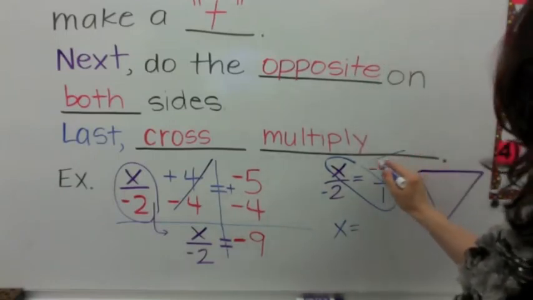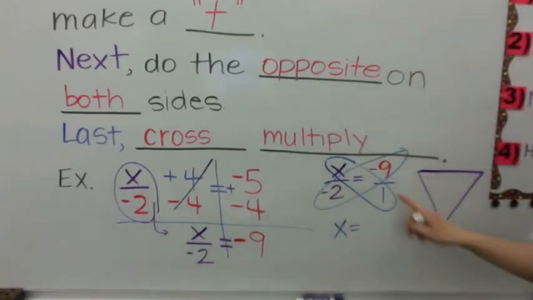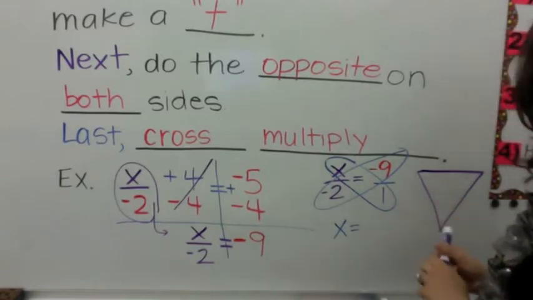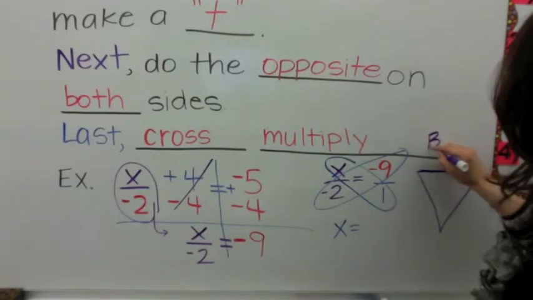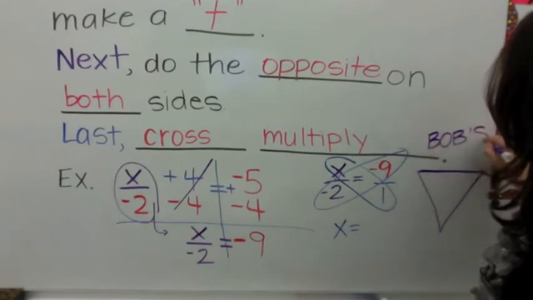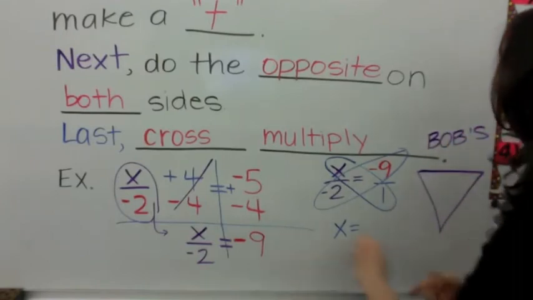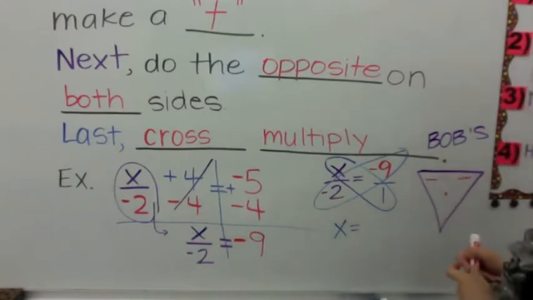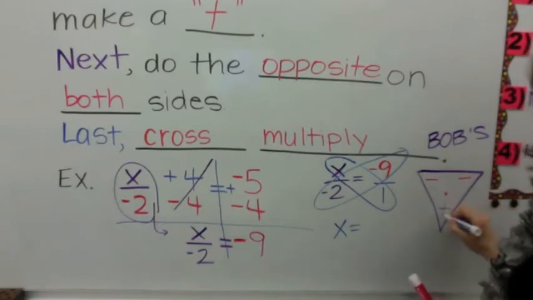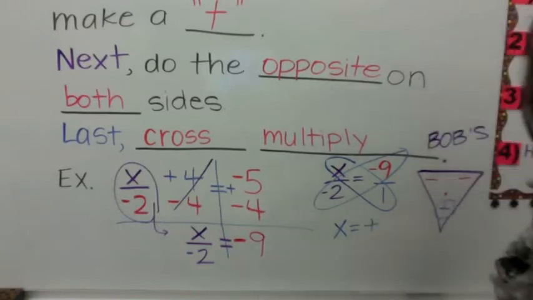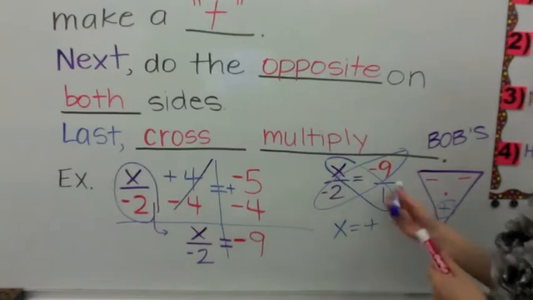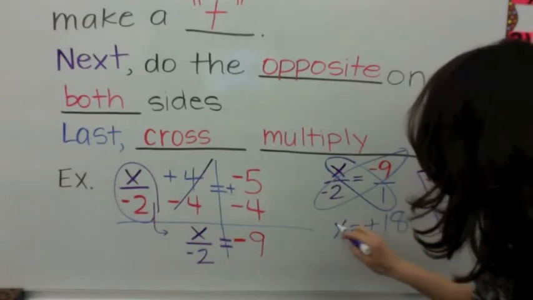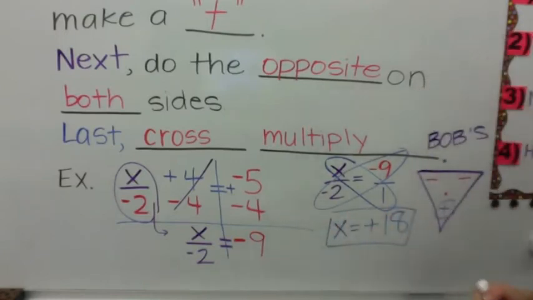Okay, now we're going to cross multiply on this side. We have a negative 9 times a negative 2. Who is going to help us? Who is this? This is Bob's cousin. That's true. Okay, what does he tell us? He tells us that a negative times a negative is positive. So we know the answer is going to be positive. 2 times 9, or 9 times 2, 9, 18. So the answer is positive 18. Okay, go ahead and get that down.